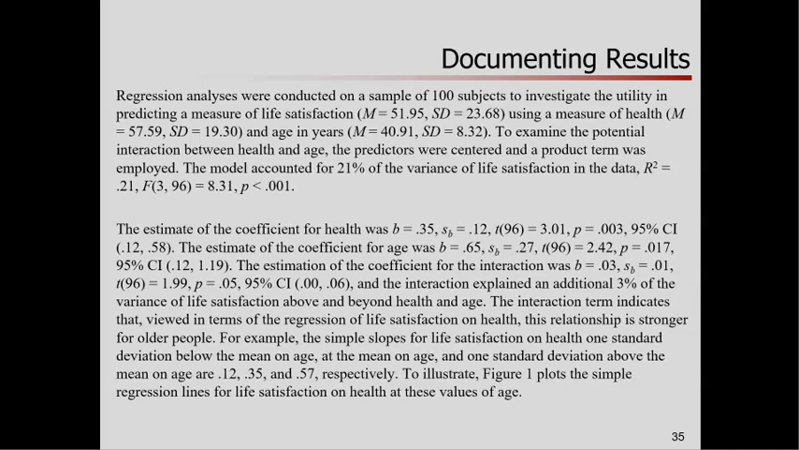For example, the simple slopes for life satisfaction on health, one standard deviation below the mean, at the mean, and above the mean on age are 0.12, 0.35, and 0.57 respectively. To illustrate, I can show you that plot of the different lines representing the situation at the mean of X2, one standard deviation below the mean of X2, and so on.